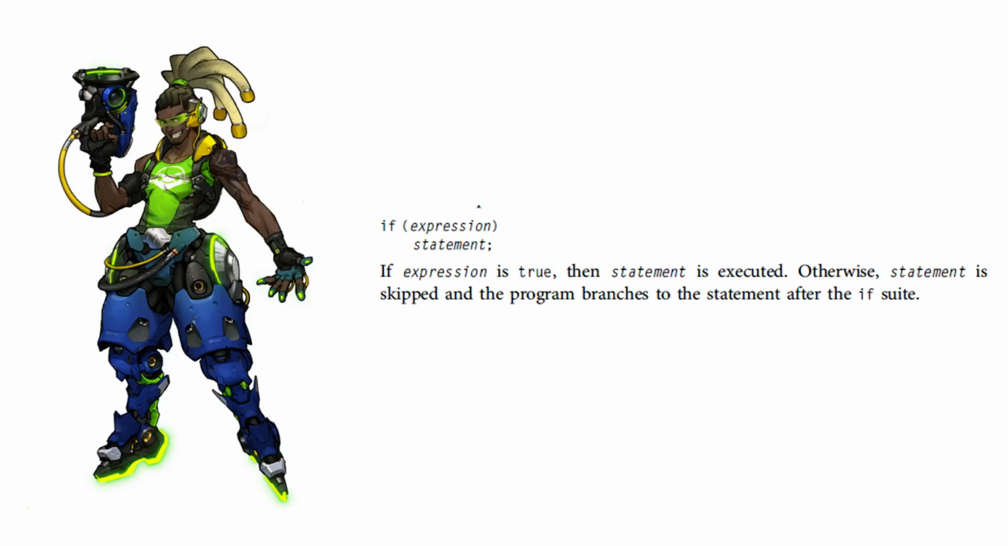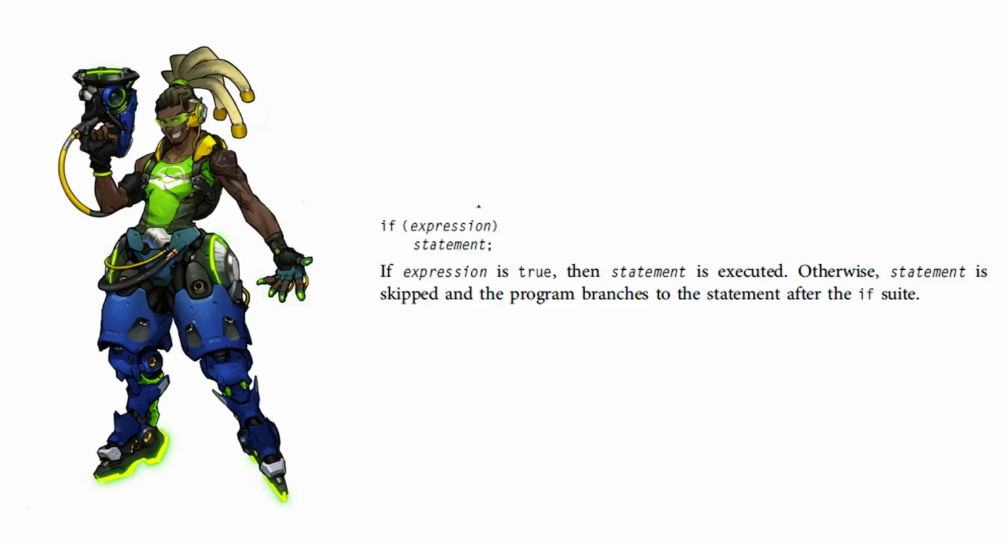But a lot of times, you don't want it to run some lines of code. You want to skip over some lines of code, right? Examples of this are like, I got experience points. If I got enough experience points to gain a level, increase my level by 1. You don't want to increase your level by 1 every time. You only want to do it if you got enough experience to gain a level.